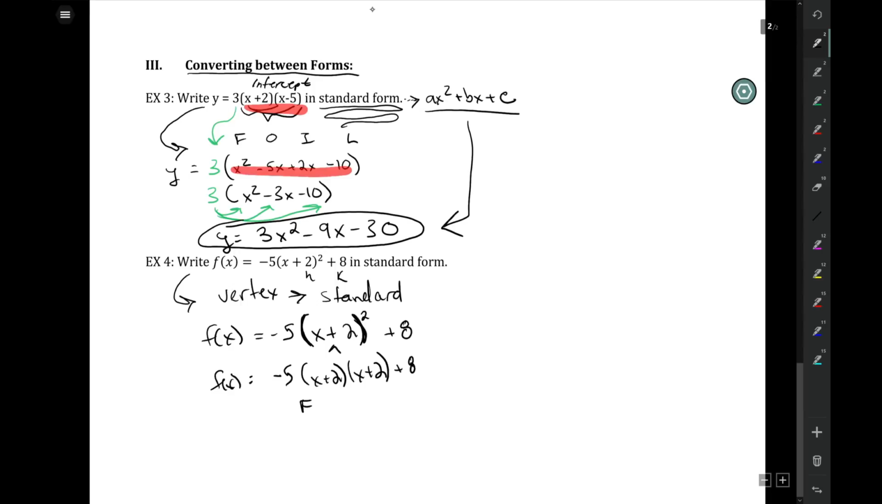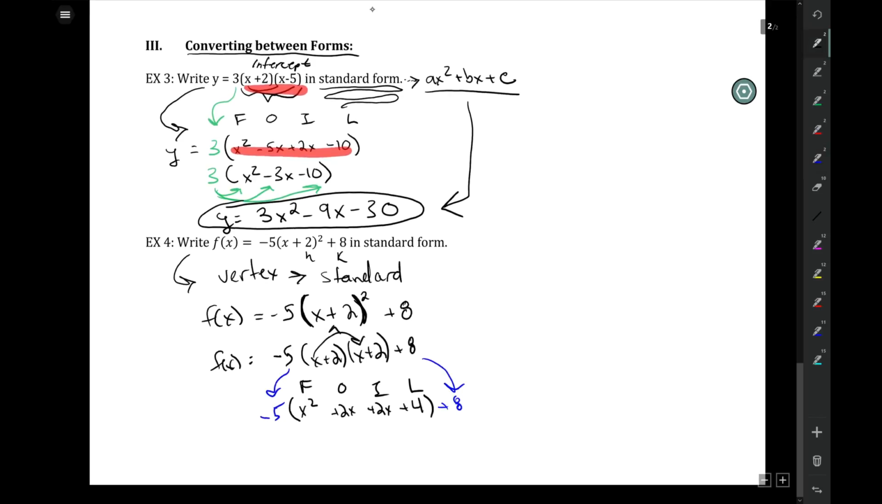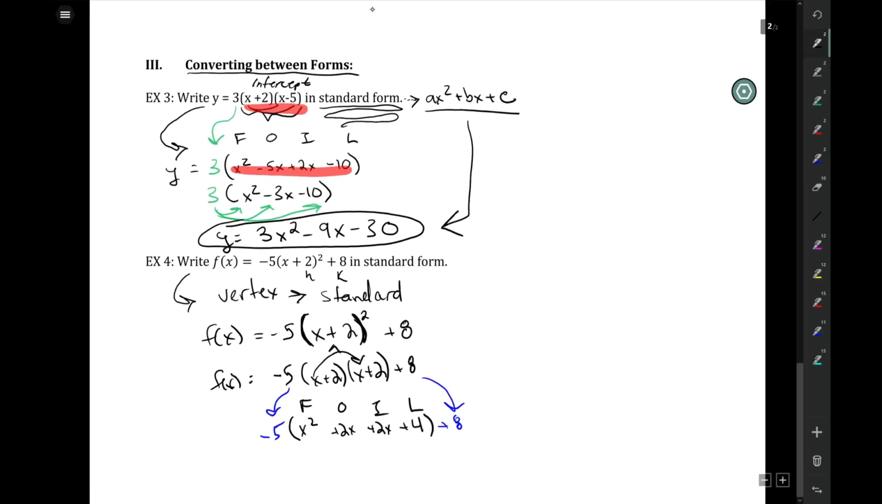Play your FOIL game. F-O-I-L. I like to write it out. First, outsides, insides, lasts. We are going to worry about our -5 and such at the very end. The -5 and the +8. Instead, let us continue to work through here. So we have x squared plus 4x plus 4.